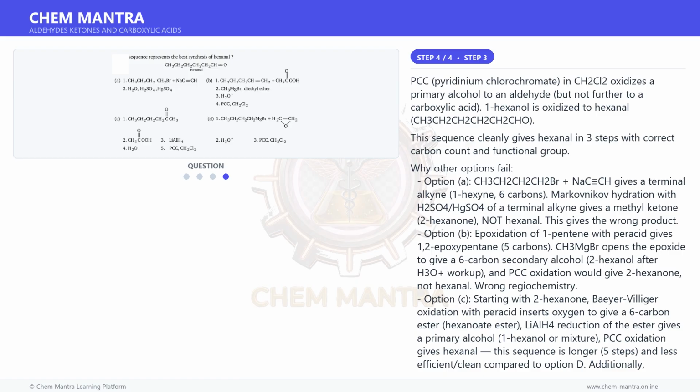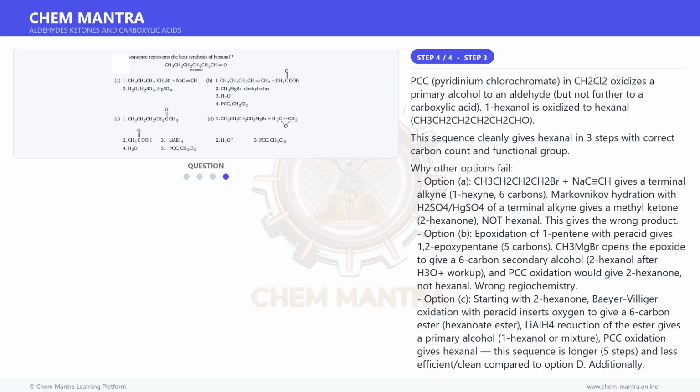Option B, epoxidation of 1-pentene with peracid gives 1,2-epoxypentane, 5 carbons. CH3MgBr opens the epoxide to give a 6-carbon secondary alcohol, 2-hexanol after H3O+ workup, and PCC oxidation would give 2-hexanone, not hexanal. Wrong regiochemistry. Option C, starting with 2-hexanone, Baeyer-Villiger oxidation with peracid inserts oxygen to give a 6-carbon ester, hexanoate ester.